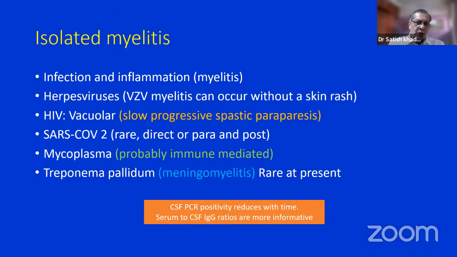Then recently, a lot of talk about SARS-CoV-2. We still don't know whether direct, indirect, para, or post. Then mycoplasma, immune mediated, and Treponema pallidum, meningovascular syphilis, which is believed to cause meningomyelitis, and tabes dorsalis, which presently is rare.